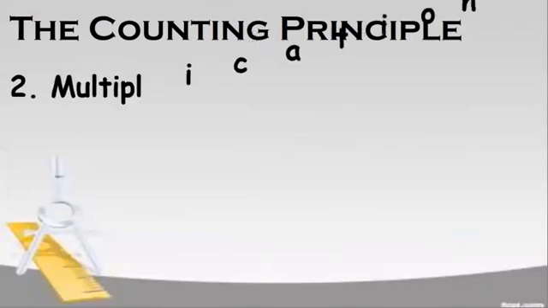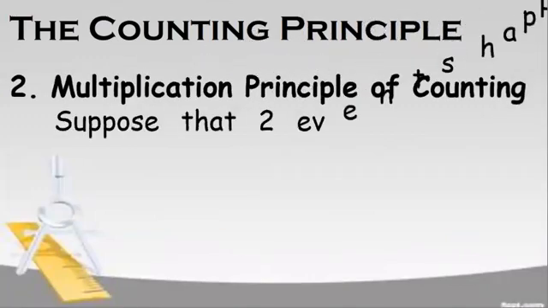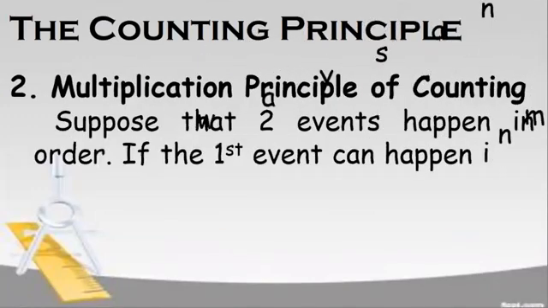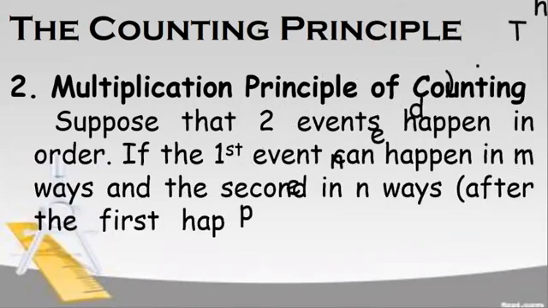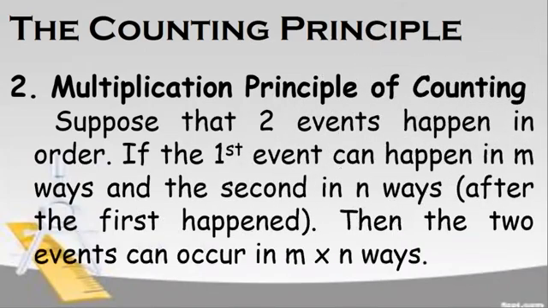Next, we have the second counting principle, which is the multiplication principle of counting. So suppose that there are two events and that two events happen in order. If the first event can happen in m ways and the second in n ways after the first happened, then the two events can occur in m times n ways. So kumbaga there are two events na magkasunod pong nangyari.